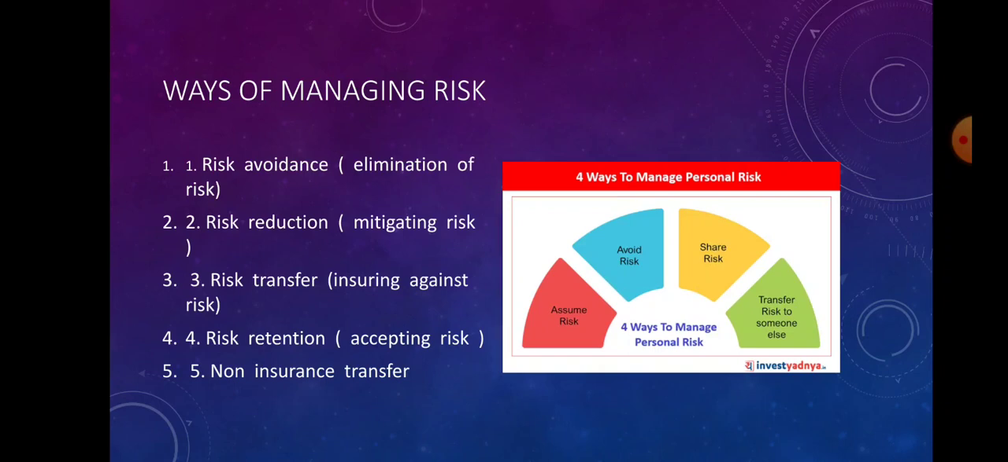Next is risk transfer. Here our risk will be transferred to another party, so we are transferring the risk to a third party. Next is risk retention. Risk retention means accepting the risk. Whatever losses we are going to face, we are accepting them. That is called risk retention. It is also a way of facing the risk, right? Next is non-insurance transfer. In this we have three types. We'll discuss it when we move to this one.